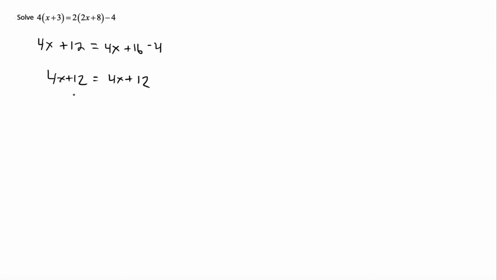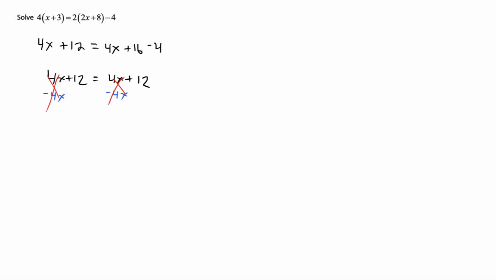Oh, wait a minute. What do you notice about this equation at this point? We notice that both sides are exactly the same. Now we can continue with the math here and see what happens. Let's subtract the 4x from both sides. And wait a minute, 4x minus 4x cancels out, but it also cancels out on this side.